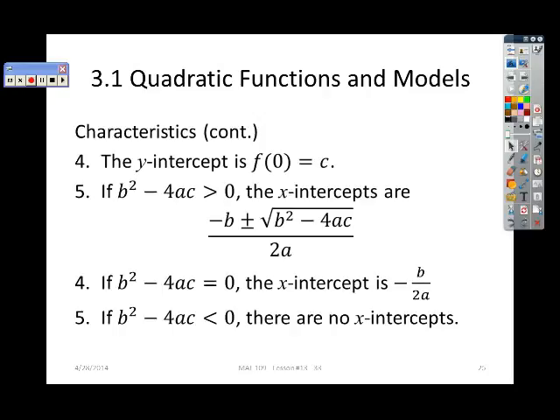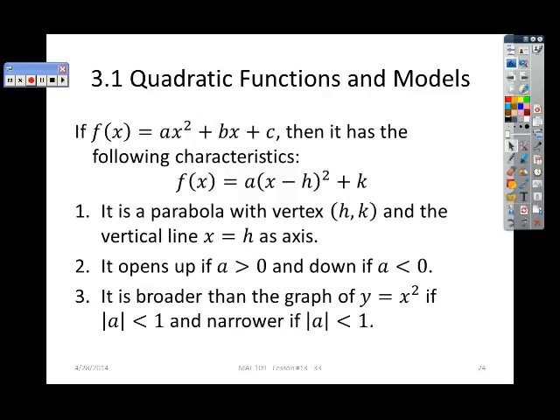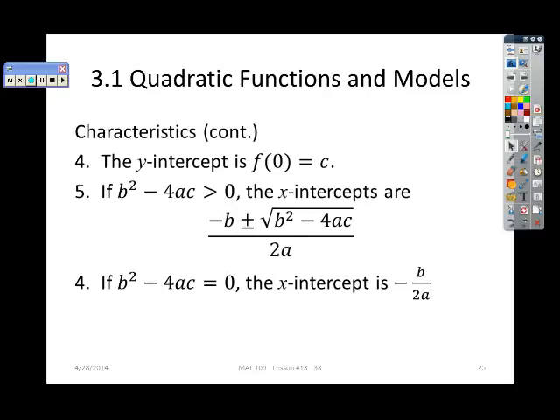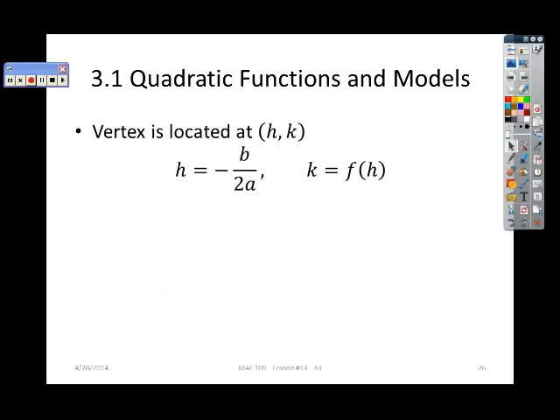Well, you can get the vertex by completing the square to go from here to here, but there's an easier way to get there. If you're starting from the general form, ax squared plus bx plus c, you can find the vertex more easily by doing these calculations. The x location is going to be at minus b over 2a.